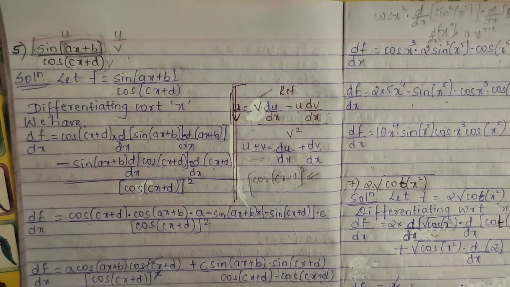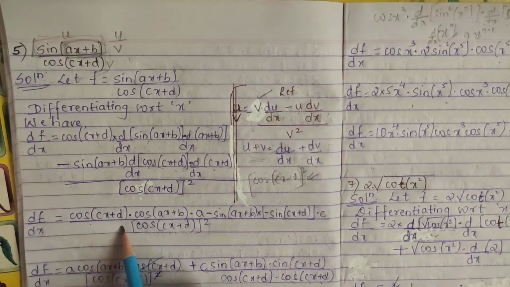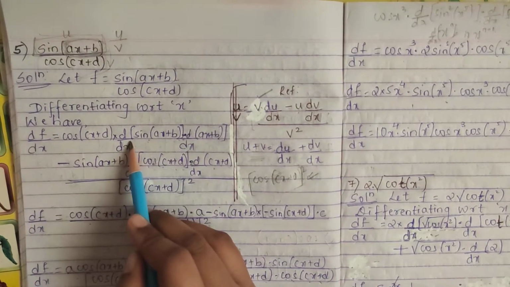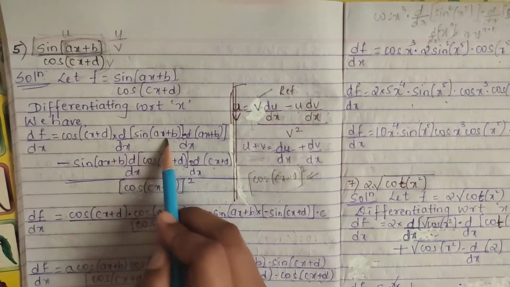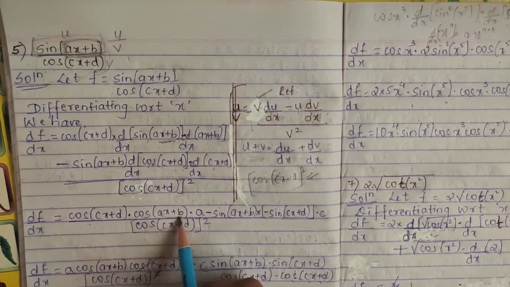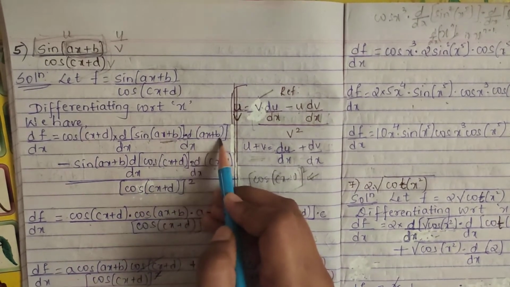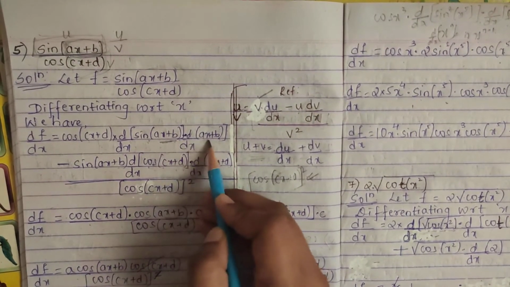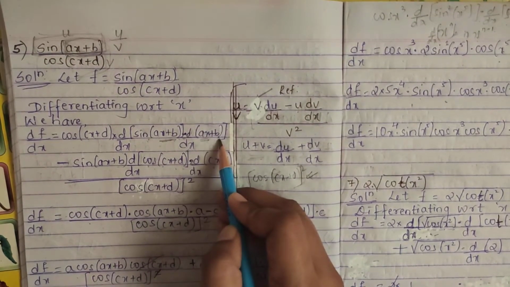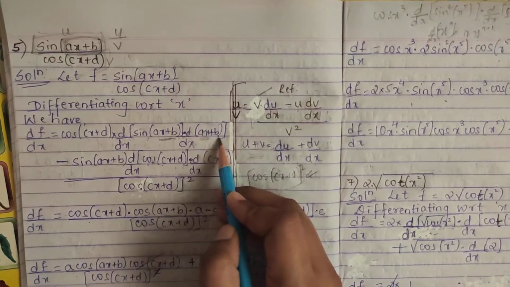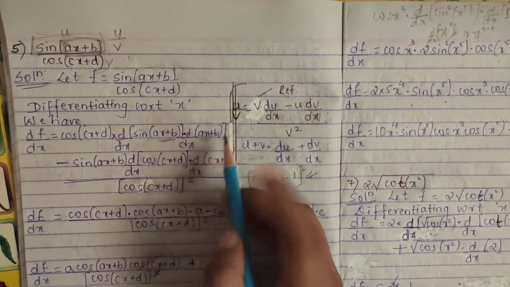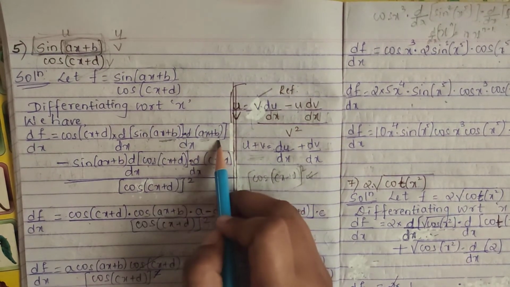Now we will see the differentiation. So cos of (cx plus d), then differentiation of sine of (ax plus b). Differentiation of sine x is cos x. So cos x, where x is here ax plus b, into differentiation of ax plus b. Differentiation of ax is a, and differentiation of b is, b is a constant, it does not have any function of x. If you have a function of x, then only you can differentiate it, or it is termed a constant.